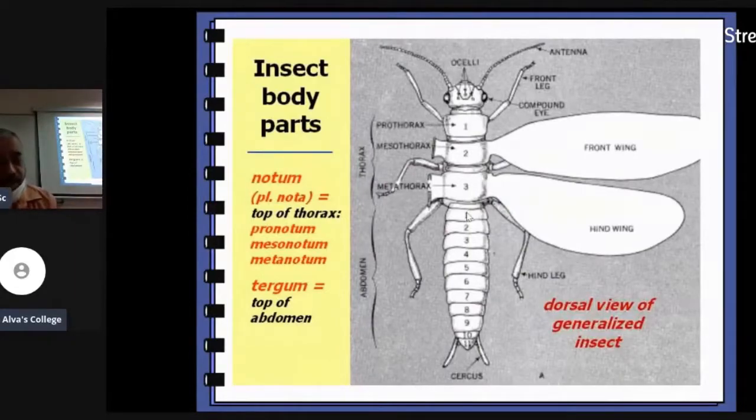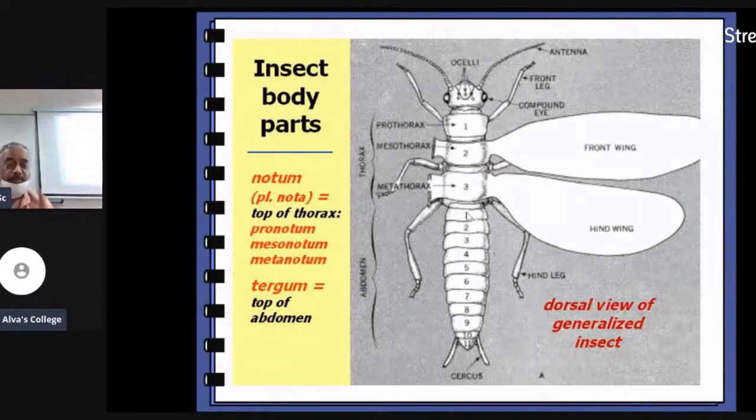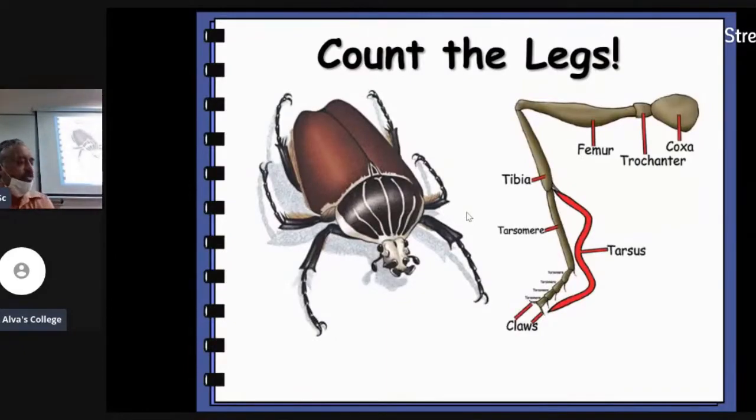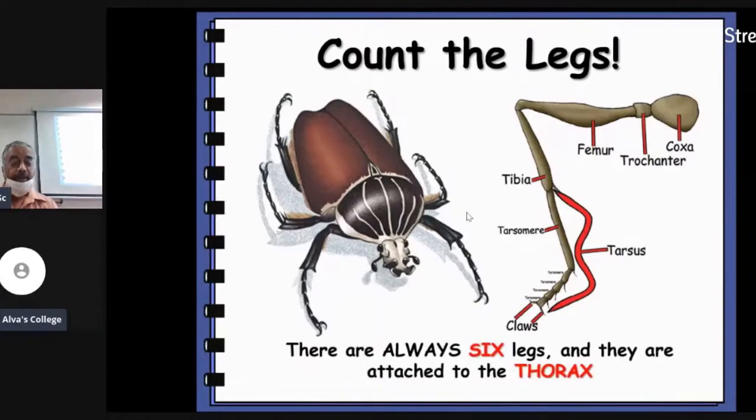As I already told you, the insect body has the forewing and the hind wing, and then the head, thorax, and abdomen, three pairs of legs, and a pair of antennae. These are the main morphological features of insects. Students, if you count the number of legs in an insect, there will be three pairs: one pair, second pair, and third pair. These are located in the thoracic region, the middle region of the insect. There are always six legs, all attached to the thorax.